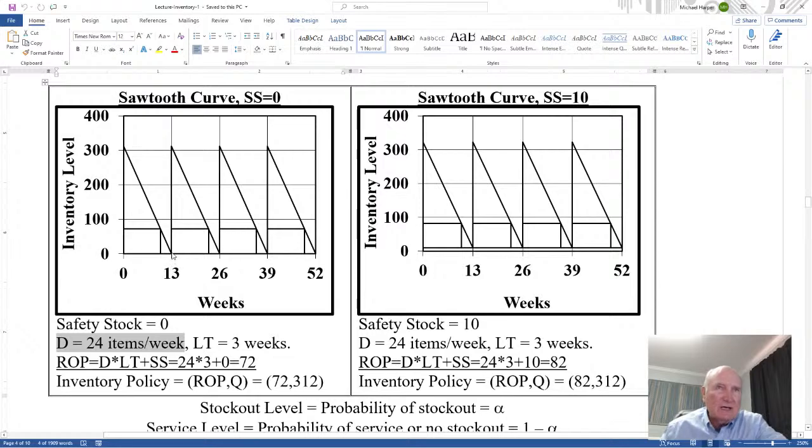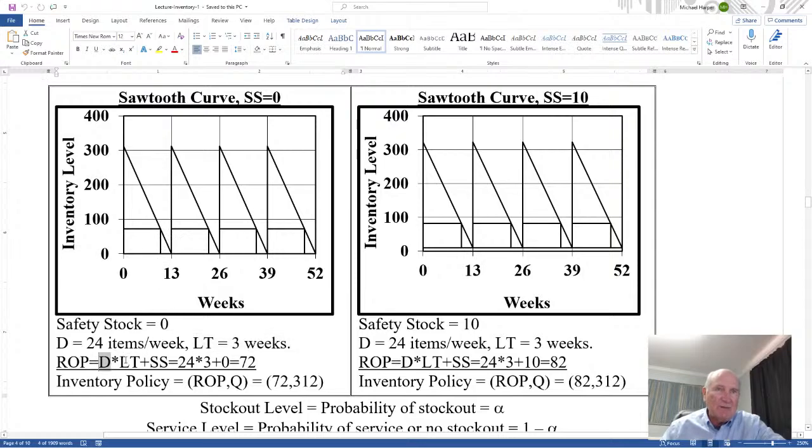So let's look at this 13 weeks right here. At 13 weeks, my inventory level is 0. So if I back up to week 12, how much inventory will I have? Well, I have 24, because in 1 week, the 24 goes away and it goes to 0. If I go back 2 weeks, well, 24 and 24 is 48. If I back up 3 weeks, which is the lead time, my inventory level is 72.